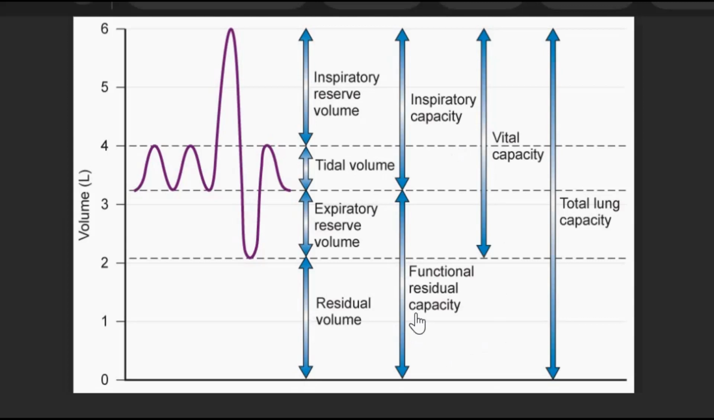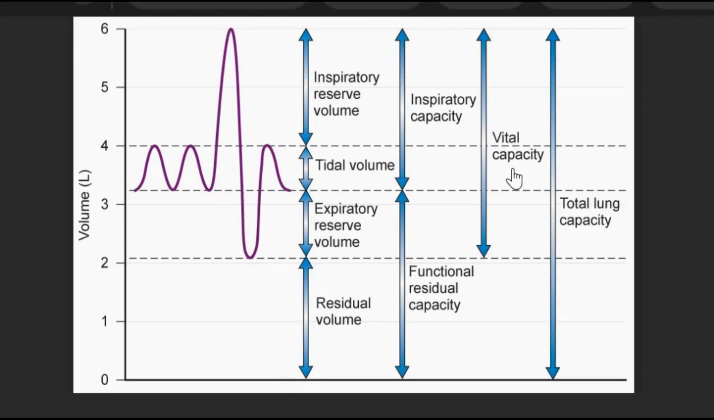The second lung capacity is the functional residual capacity. It is the amount of air in the lungs following a normal tidal volume. This is your tidal volume. When you breathe in and out, there will still be some amount of air in the lung alveoli, and you get this capacity by adding the residual volume and expiratory reserve volume.